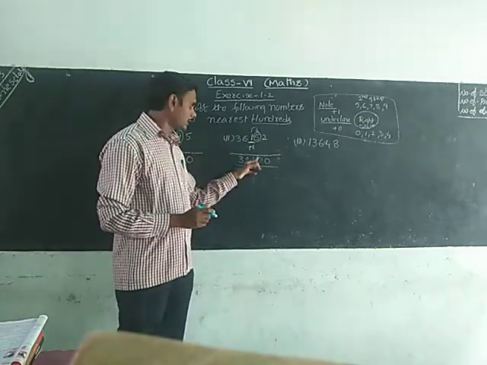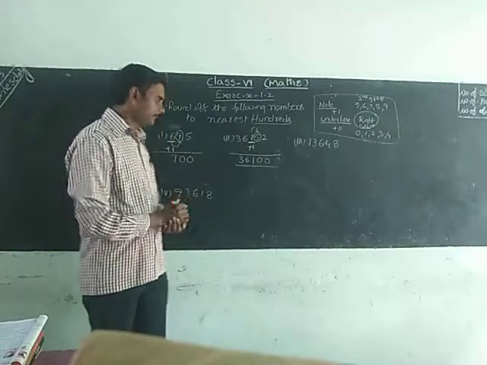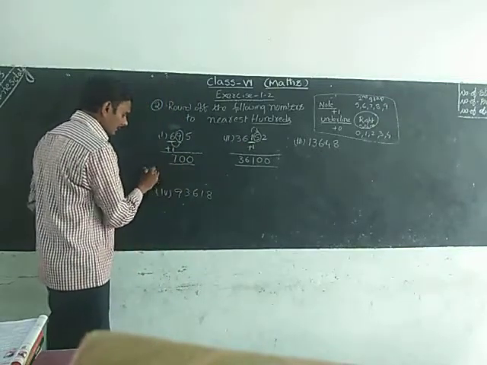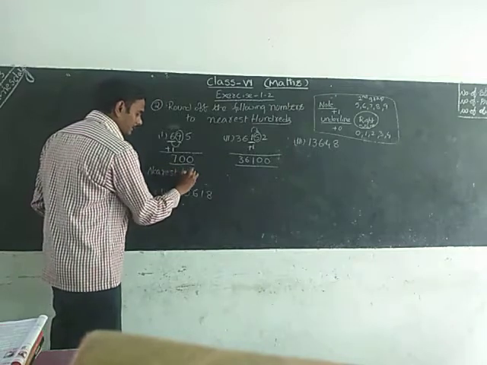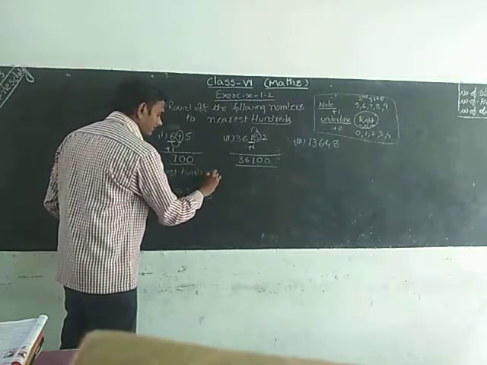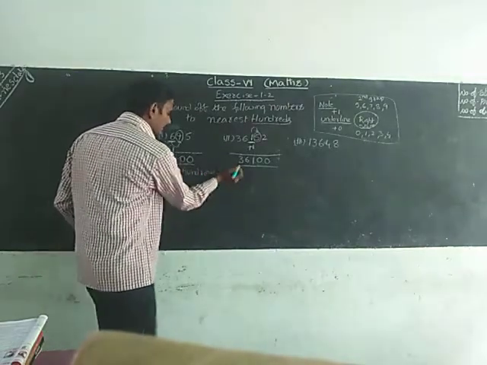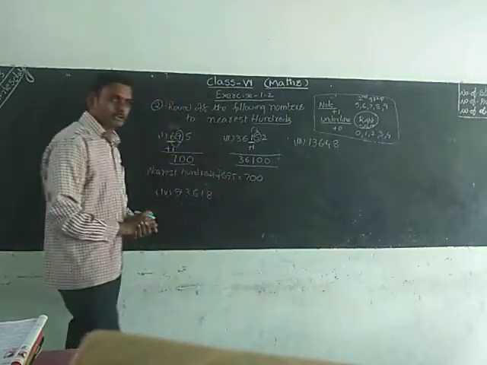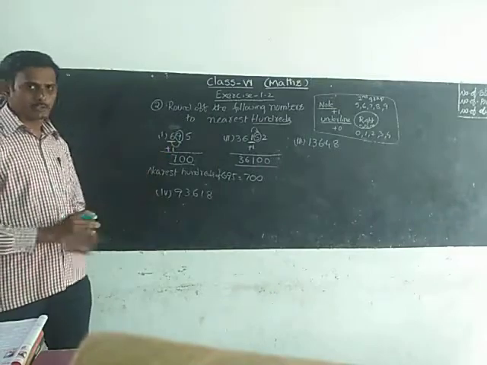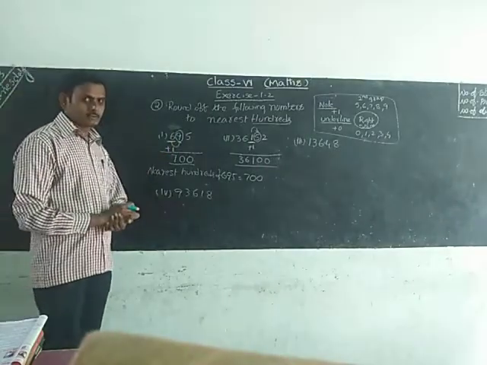This is the nearest hundred for this number. We can write the conclusion like this: nearest hundreds of 695 equal to 700. Like this, we can write the conclusion at the last for each sum. Now go for the third question.